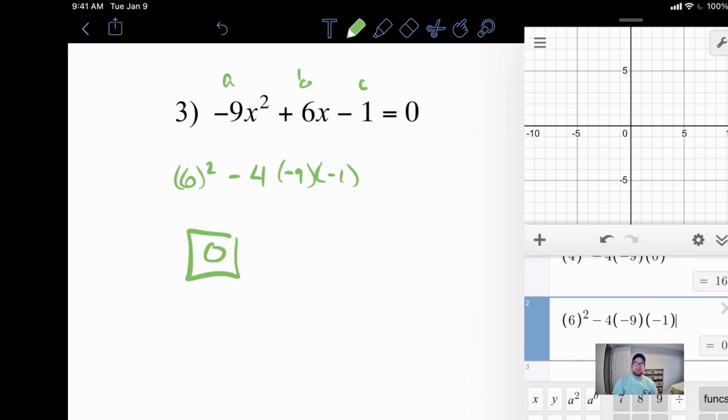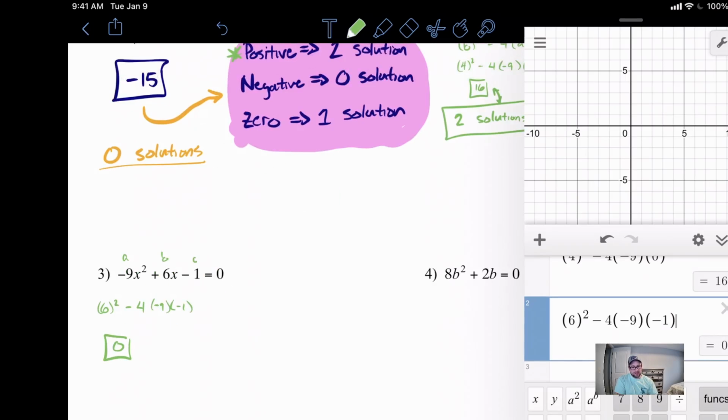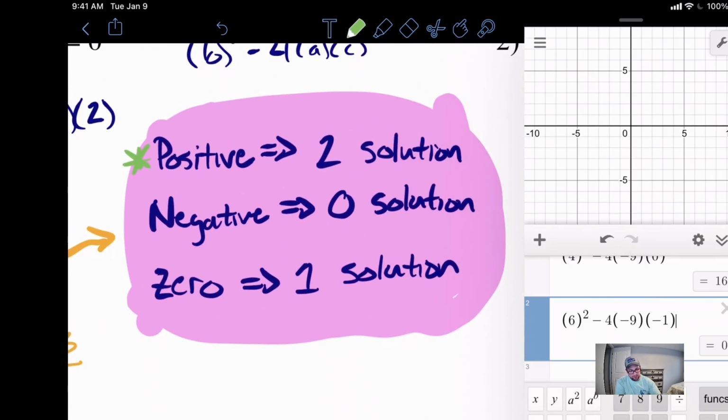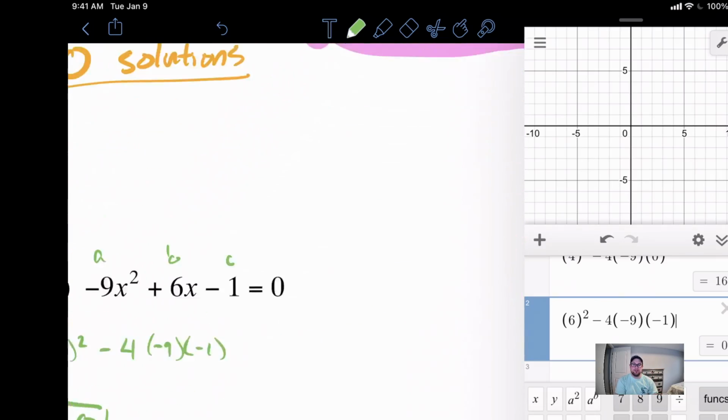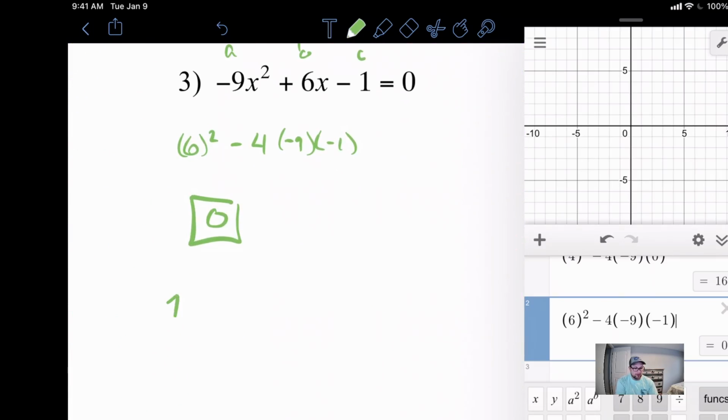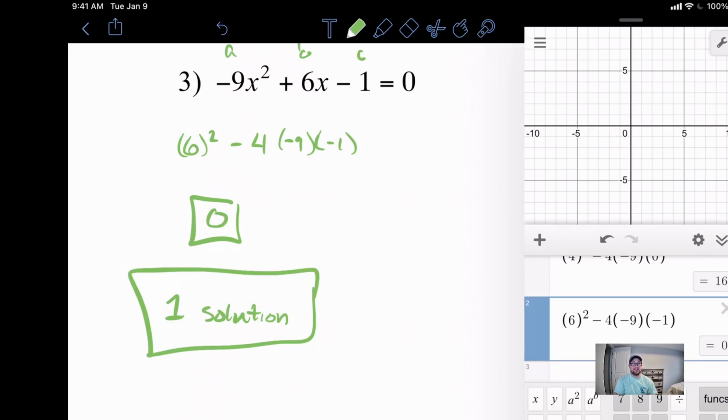So when our discriminant's equal to 0, again, we go back to our list. What does that mean? Well, when 0 is our discriminant, that means we get one solution. So we want to come over here and write one solution. In your Schoology assignment today, you're going to have to include both of these two pieces. What is the discriminant and what does it mean?